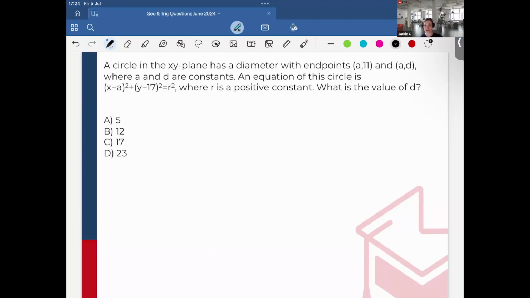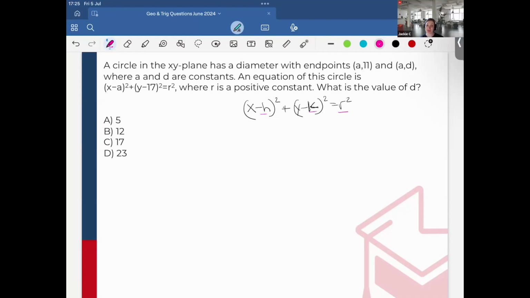Okay, so first, if you're not familiar with the circle equation, make sure you get yourselves familiar with it. So it's always x minus h squared plus y minus k squared is equal to radius squared. So h and k, they always stand for the center coordinates of the circle, and r stands for radius.